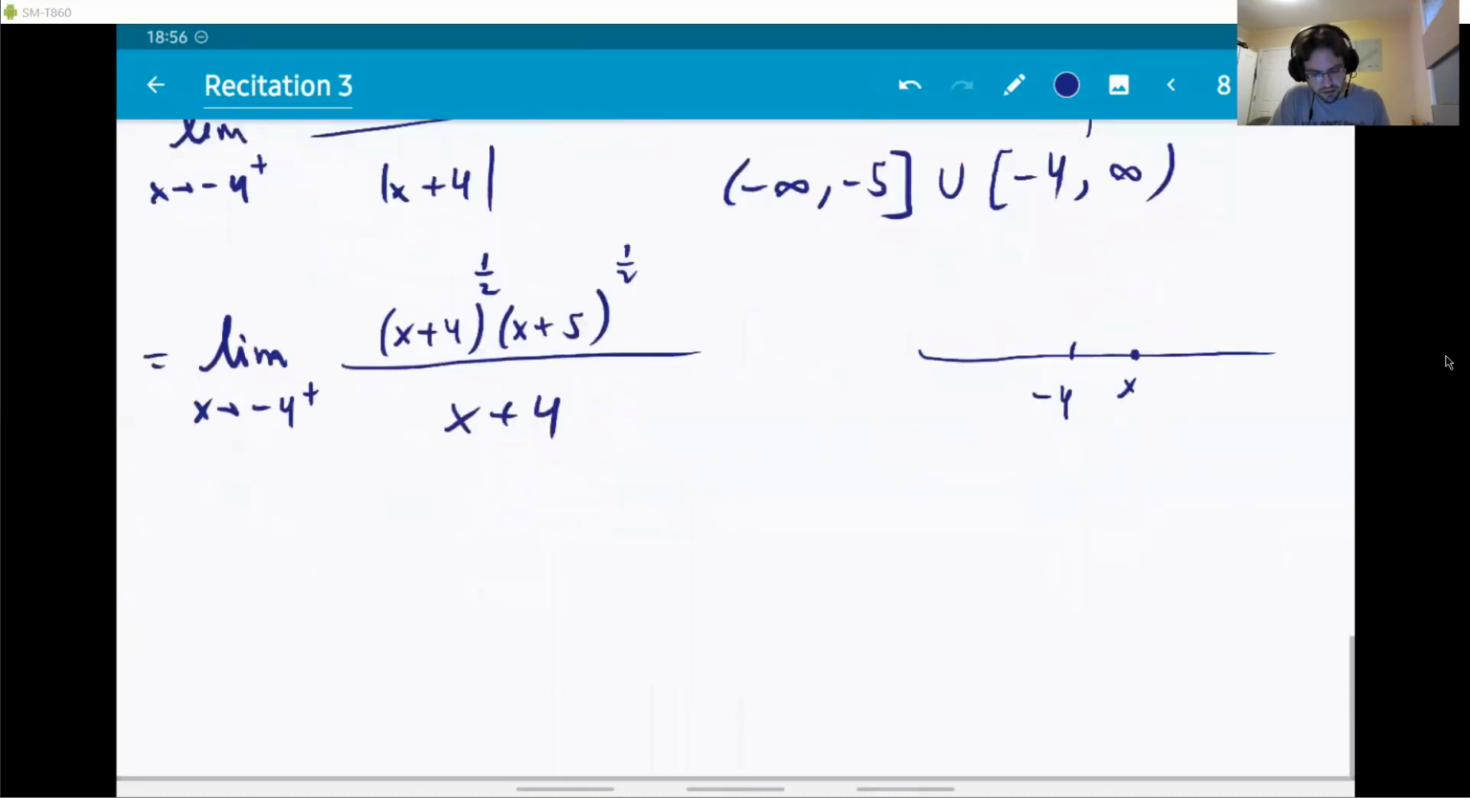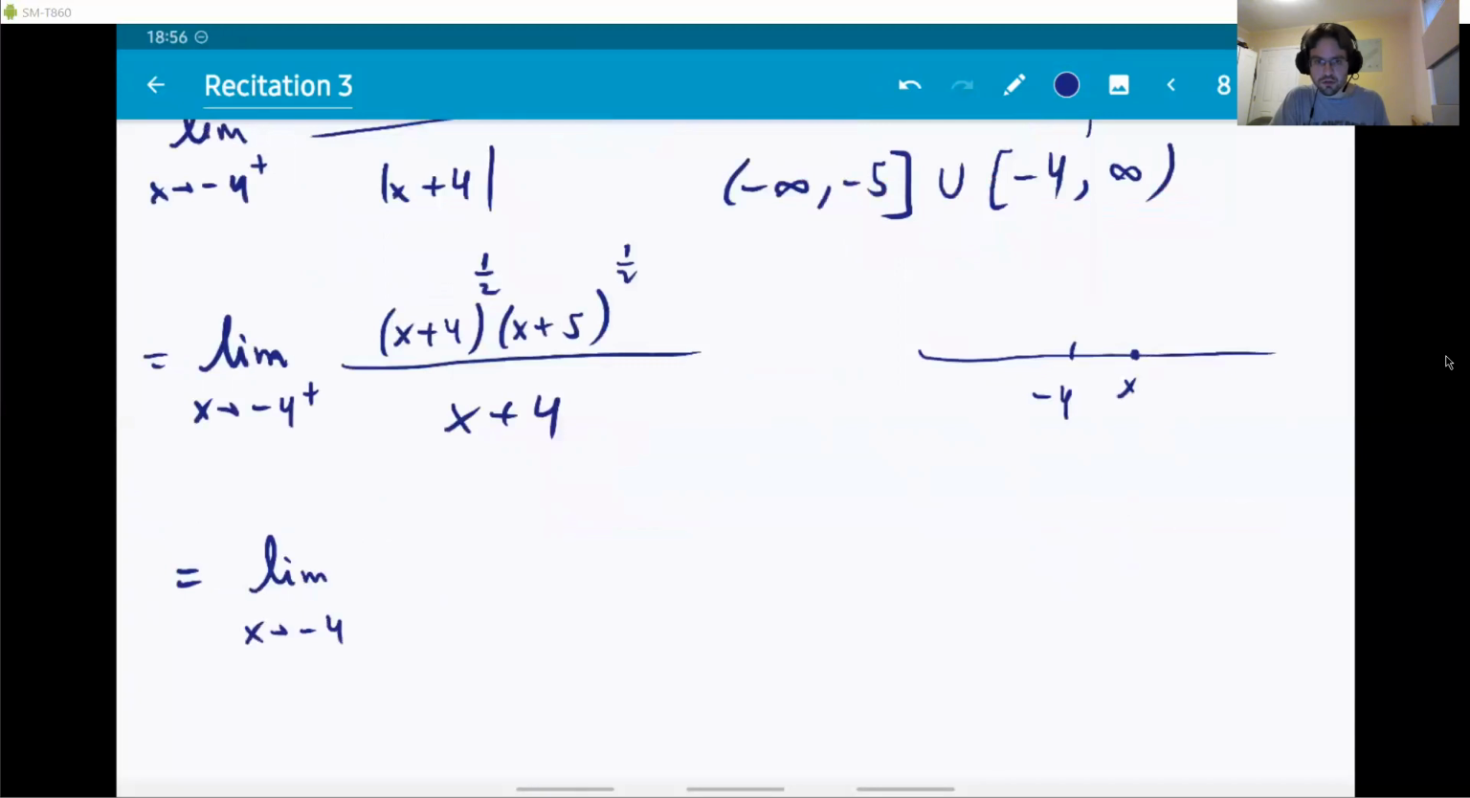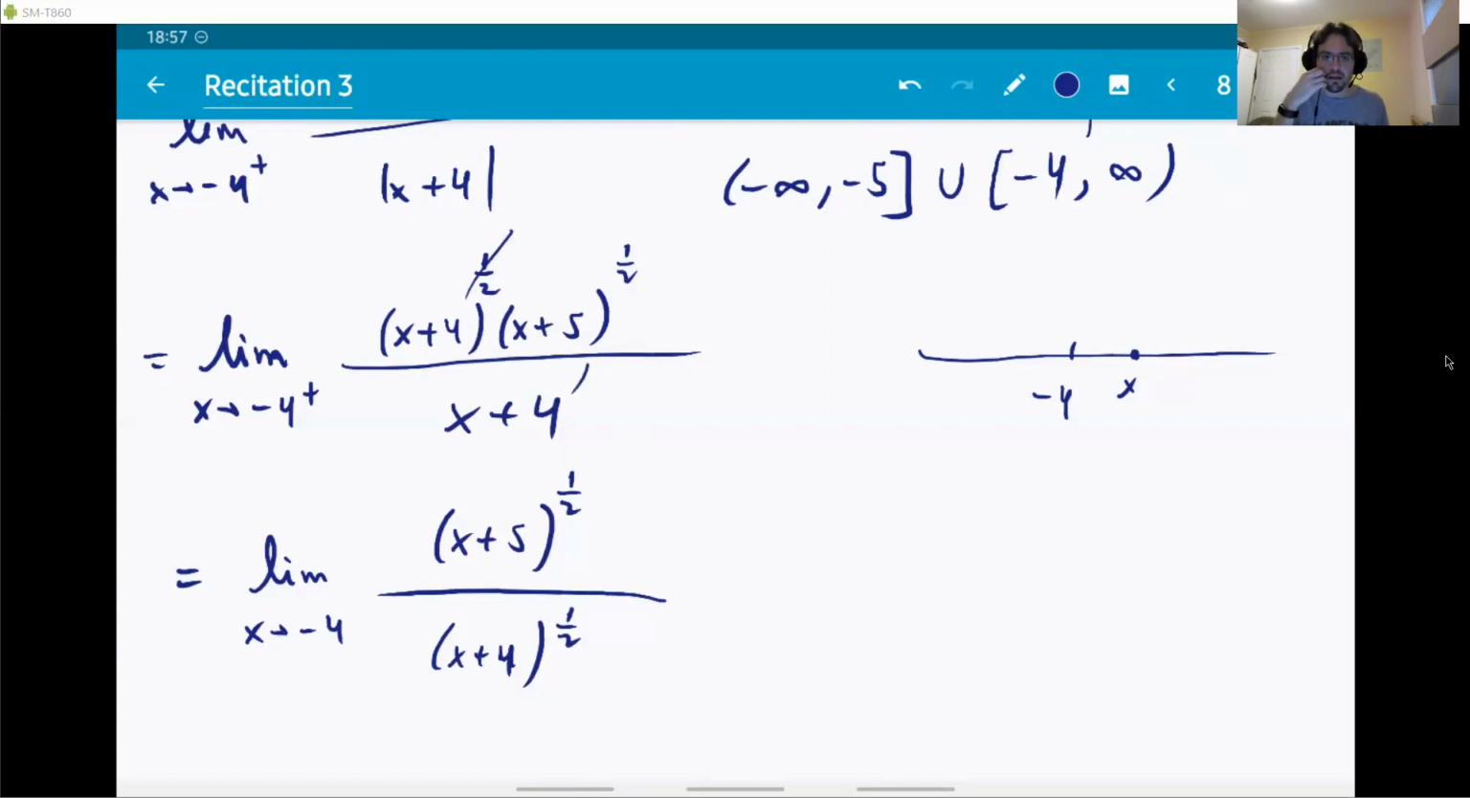And what's happening, you can cancel powers here of the factor x plus 4. In the denominator, it appears entire, and there's only a 1/2 power out in the numerator. So that just leaves a 1/2 power in the denominator. Basically canceled a 1/2 with a 1/2 from here. Okay, cool.